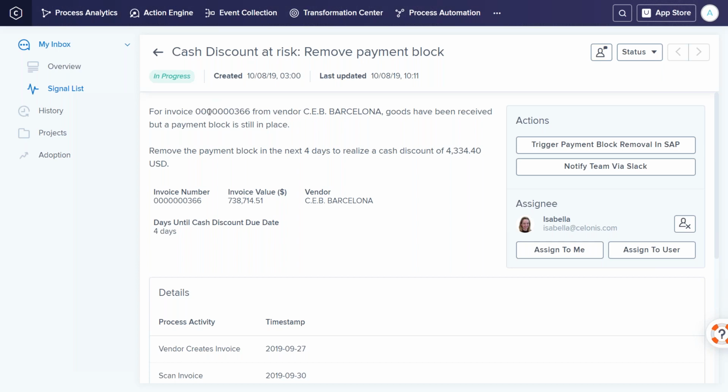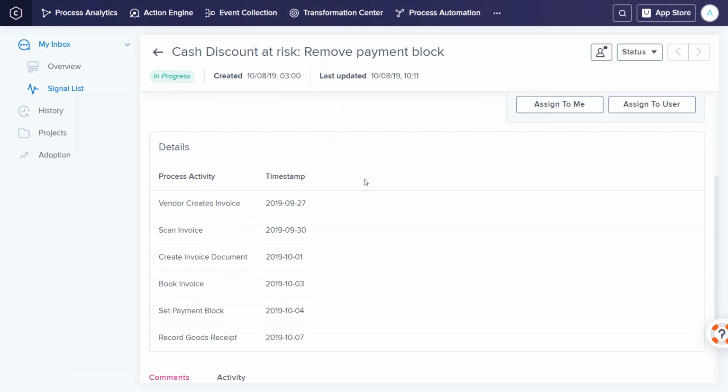So in this particular example, I'm told that for this particular invoice from vendor CEB Barcelona, the payment block is still in place. However, the goods have been received in the meantime. So actually, the partial delivery, which has caused this payment block in the first place, has now been completed by the vendor. So I can now manually trigger this payment block removal in order to make sure that I'm realizing this cash discount of $4,334.